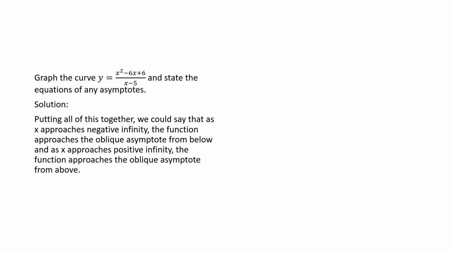Putting both of those together, we could say that as x approaches negative infinity, the function is equal to the oblique asymptote minus a small quantity to the far left. So we could say the function approaches the oblique asymptote from below. But to the far right, the function was equal to the oblique asymptote value plus a small amount. So as x approaches positive infinity, the function approaches the oblique asymptote from above.